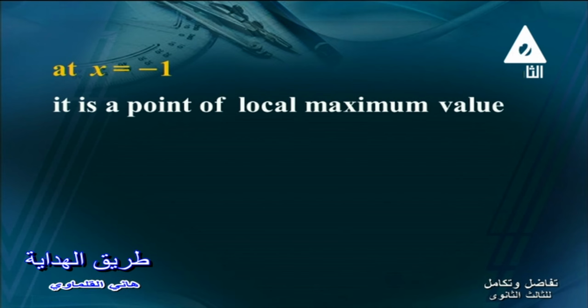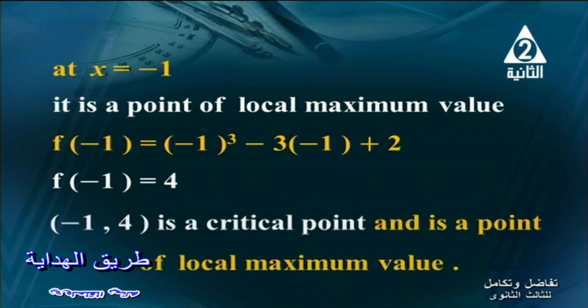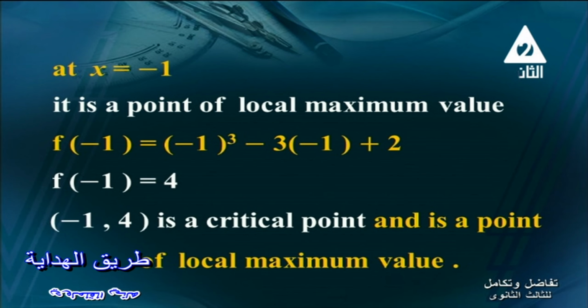At x equals negative 1, it is a point of local maximum value because the curve is increasing on the left of this number and decreasing on the right of x equals negative 1. The corresponding value, f of negative 1, equals 4. So the point negative 1 and 4 is a critical point and is a point of local maximum value. And the maximum value equals 4.